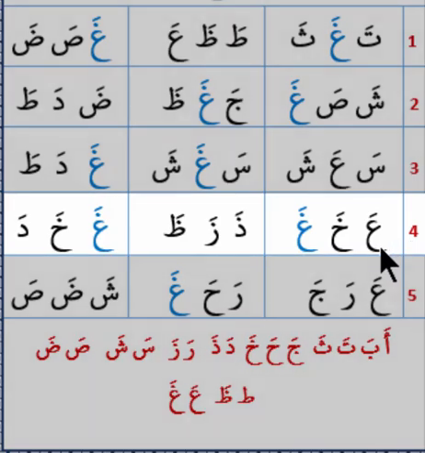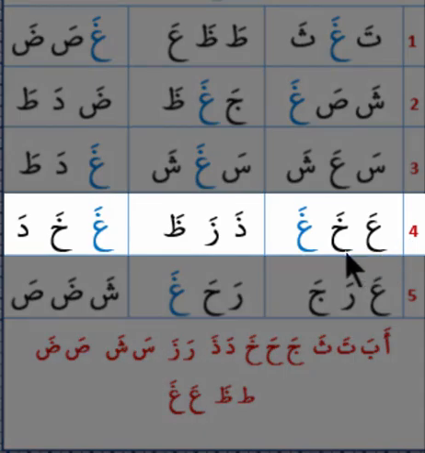Fourth line. A, Kha, Gha. Dha, Za, Dha. Gha, Kha, Da.